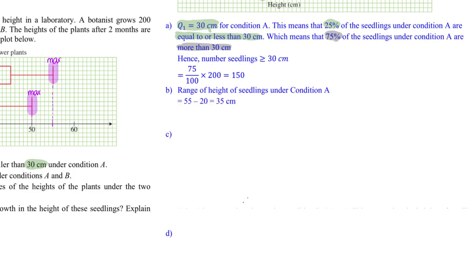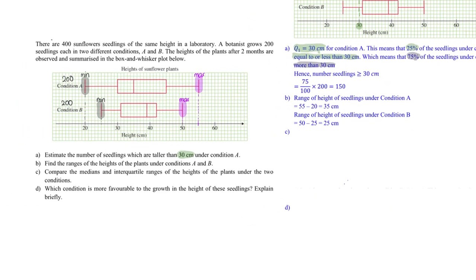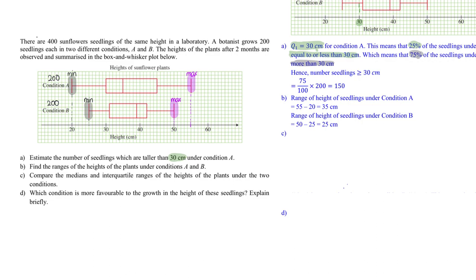Condition A, the range will be 35. The range for condition B would be 25. Okay, and these numbers are gathered from the graph itself. Minimum for A is 20, minimum for B is 25, maximum for A is 55, maximum for B is 50.